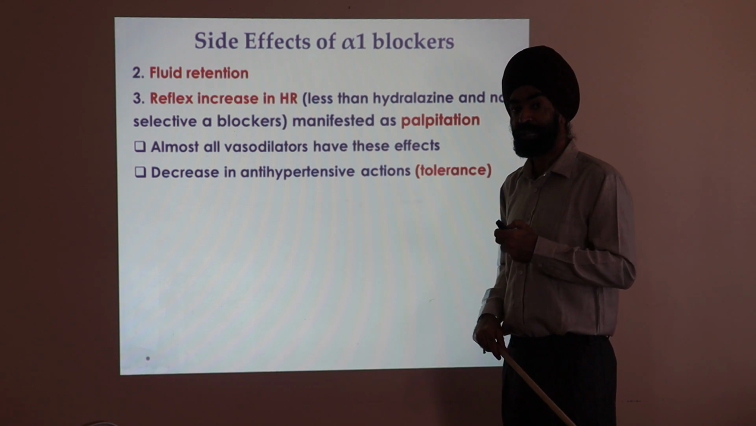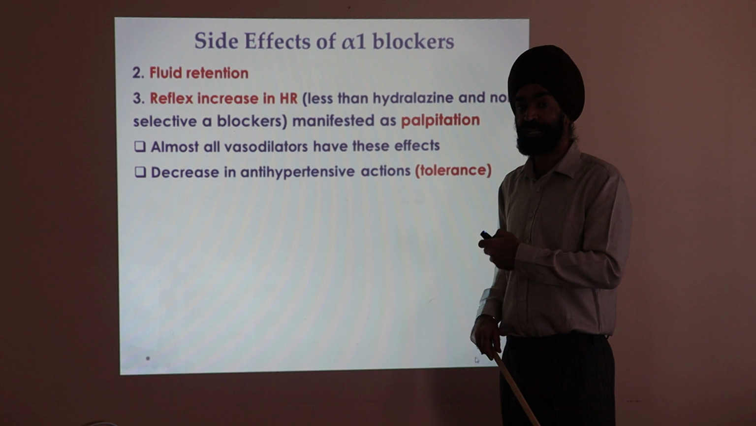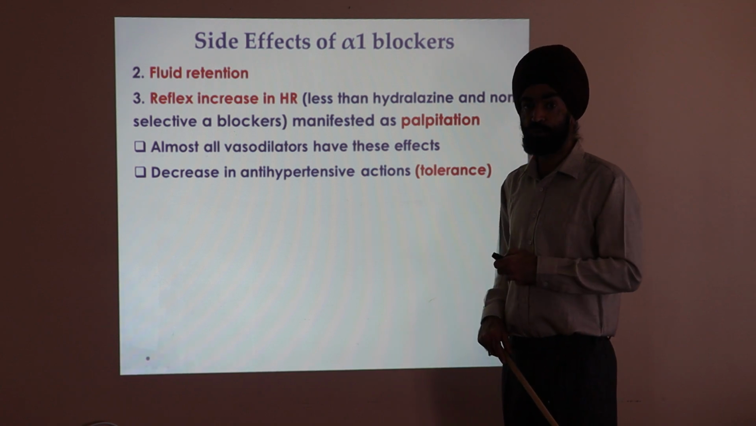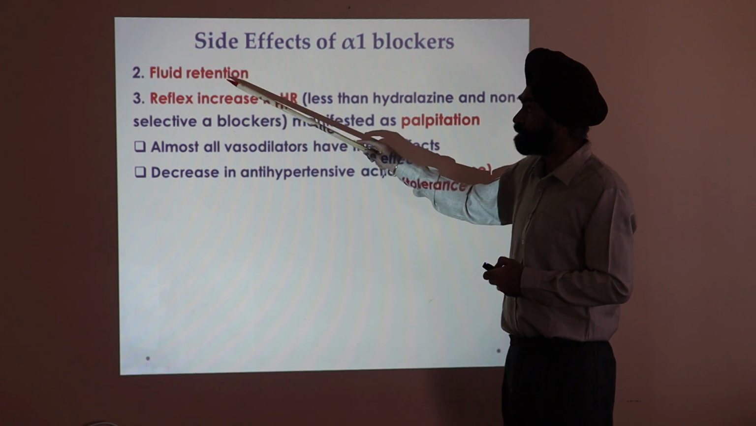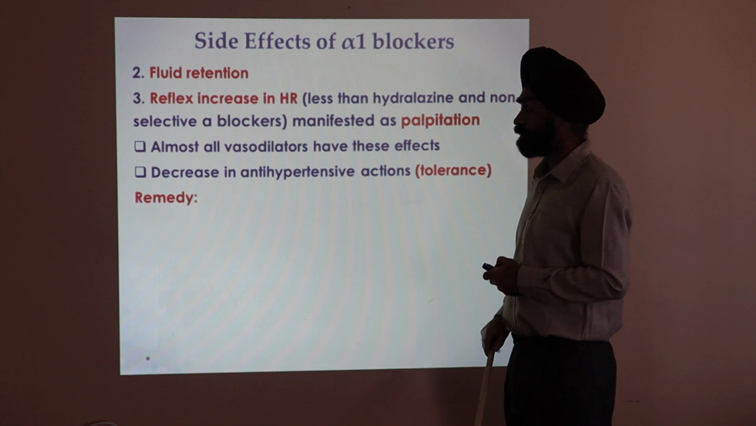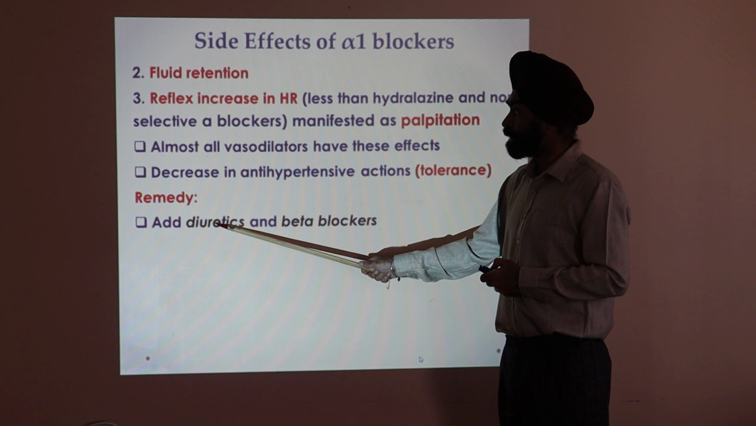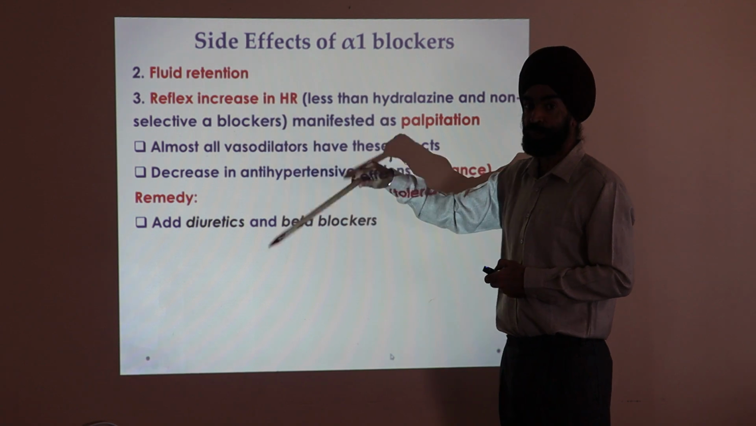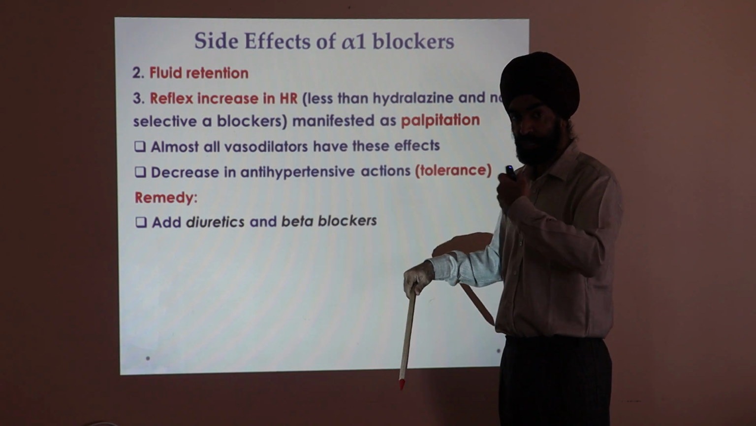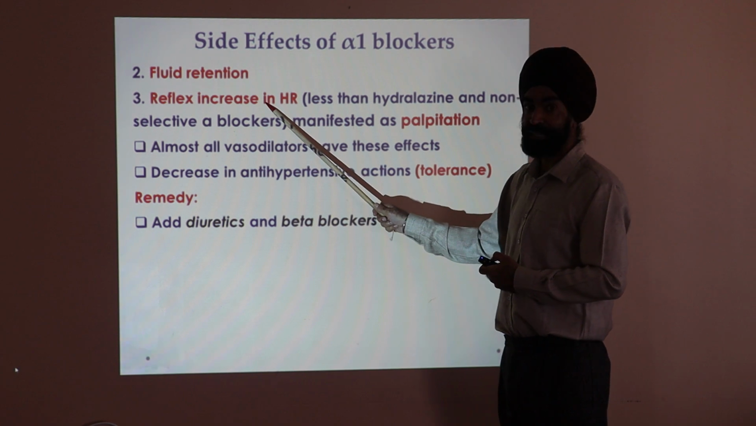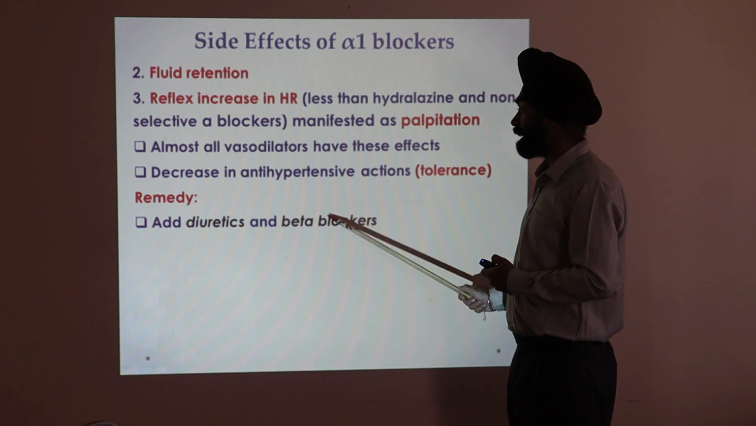So now what is the remedy? That means you are giving alpha blockers, but now the effect is not coming. So what is the remedy? So you have to overcome these two. How? What is the remedy? Give diuretic. Diuretic what will lead to? It will remove the fluid. Okay, again the effect will start coming. Increase in the heart rate is overcome if you give beta blockers.